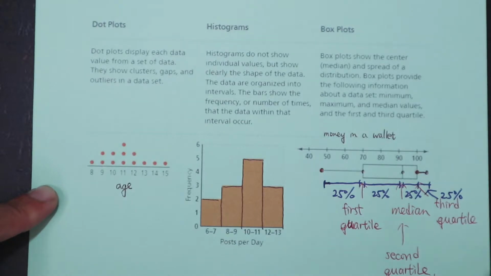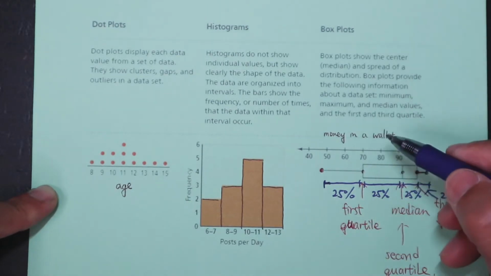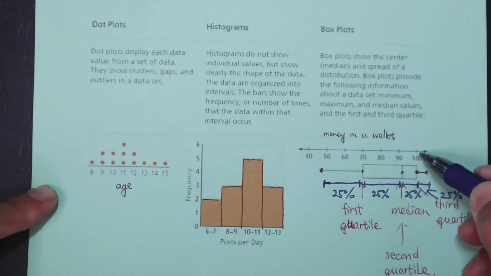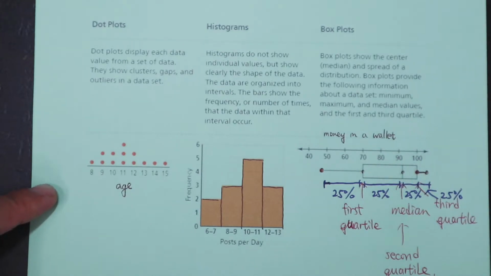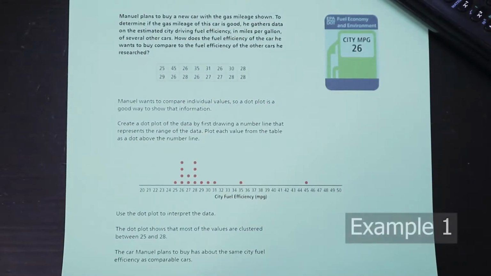So as you could see, the median really separates the bottom 50% and the top 50%. Because it's right in the middle, median by default means it's right in the middle. And you could see that the middle 50% has anywhere between $70 to $100 in their wallets. Let's take a look at the first example.